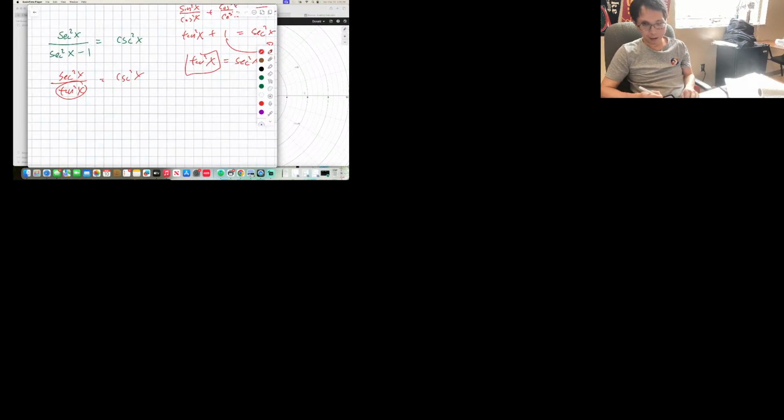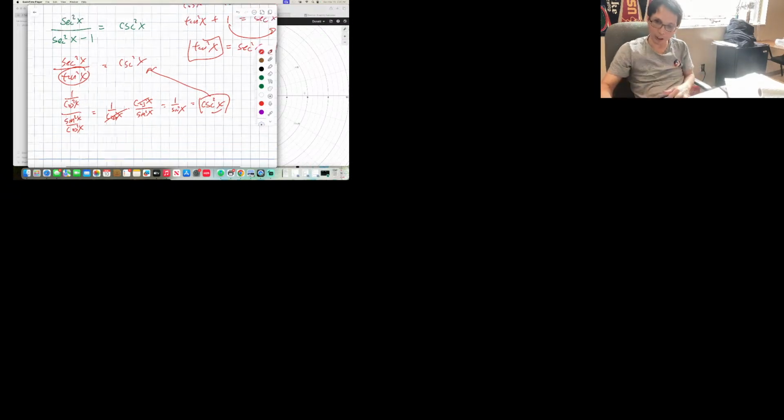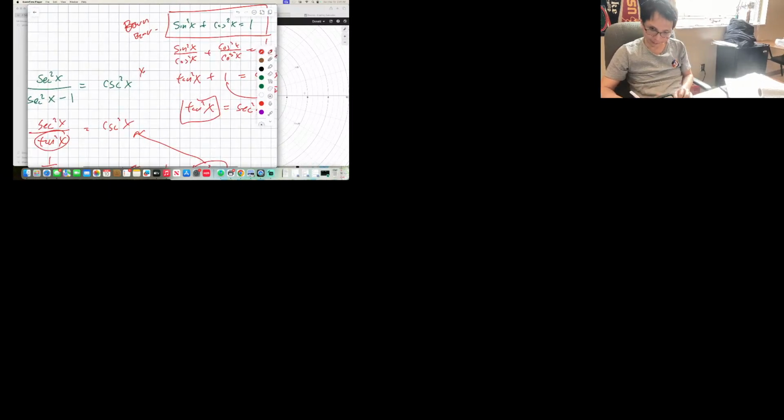With that being said, I can say, okay, well, this one is sine square of x over cosine square of x. So that is equal to 1 over cosine square of x times cosine square of x over sine square of x. So this cancels out, leaving 1 over sine square of x, which is equal to cosecant square of x. And you got this equal to this. Good. So we call this yellow duck.